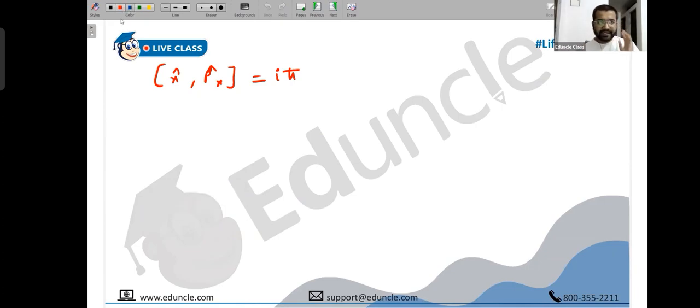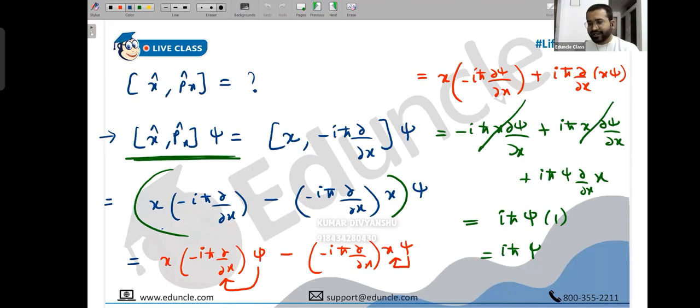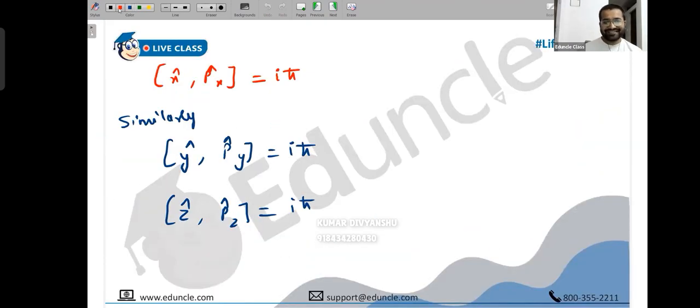Proceeding ahead. My favorite word, similarity, which I just spoke about. I can write y cap comma p cap y is i h squared, and z cap comma p cap z is i h squared, because nothing will change. These are arbitrary notations. Just replace x with y everywhere, and you get the same result at the end.